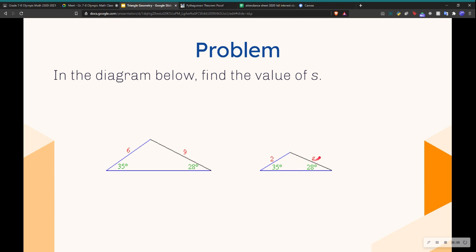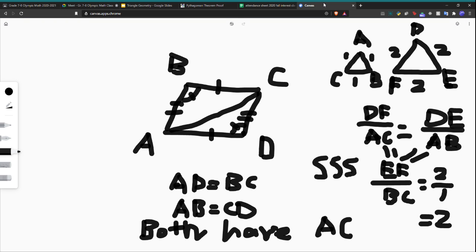Right, find the value of S. I think a minute passed, so let's take this up. Does anyone have an answer so far though? Just curious. Yep, 3 seems correct. So let's see why it's 3.